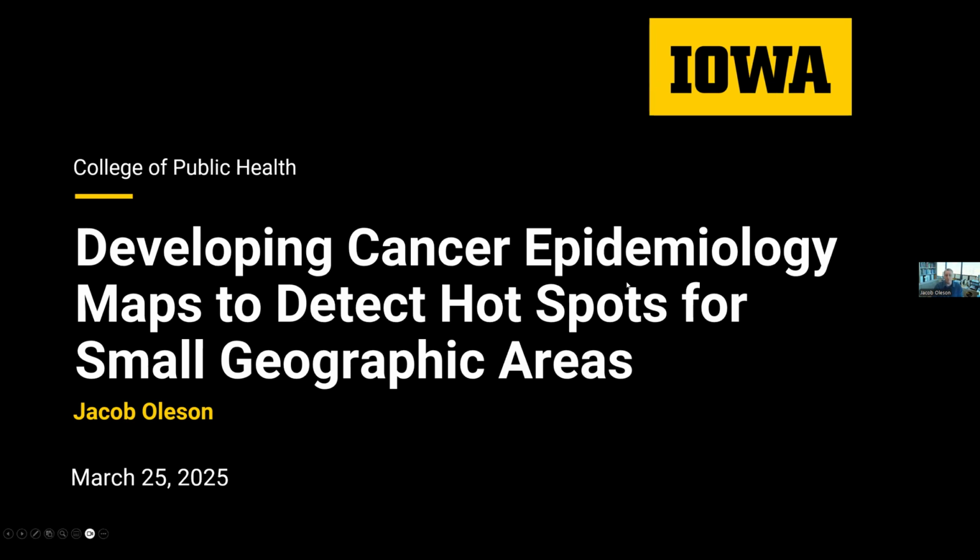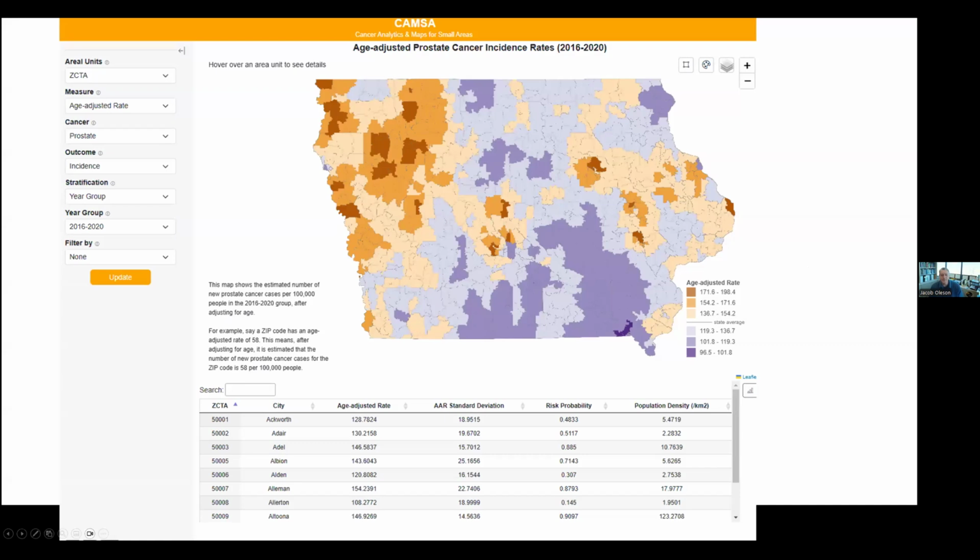So I'm going to start at the end. This is our product, CAMSA, which shows the cancer rates in small geographic areas. I want to talk a little bit about the behind the scenes of getting to this point. And I think in order to understand why we made the choices we did along the way, it's helpful to go through historically how we got to this point. And I'll add to that, this site finally became live about 2 hours ago.